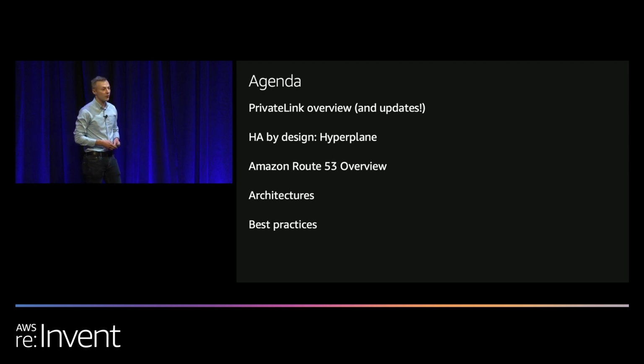We'll then get into a Route 53 overview and talk about what that looks like from within your VPC and what that looks like from outside of your VPC, and then go into some specific architectures and what the DNS looks like in those architectures, and then close up with some best practices.